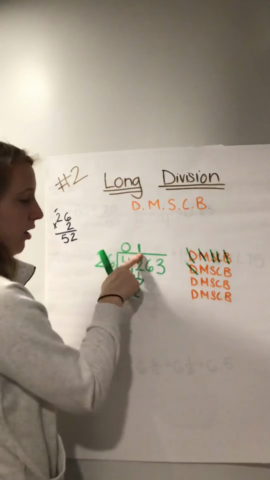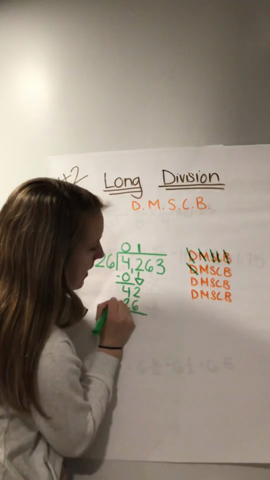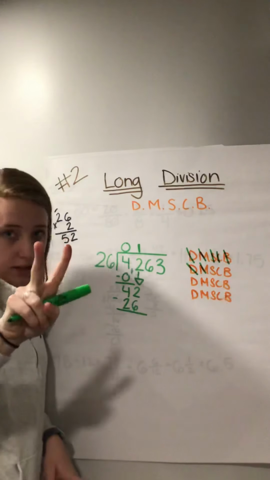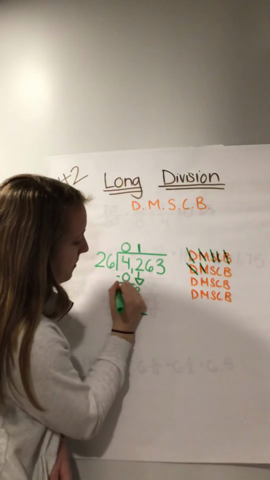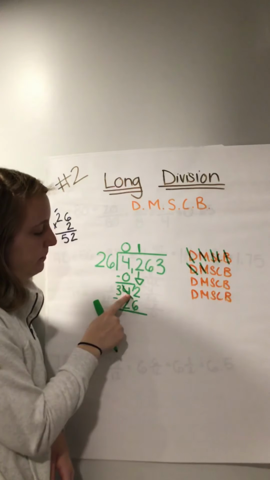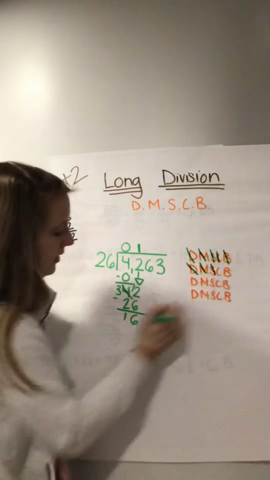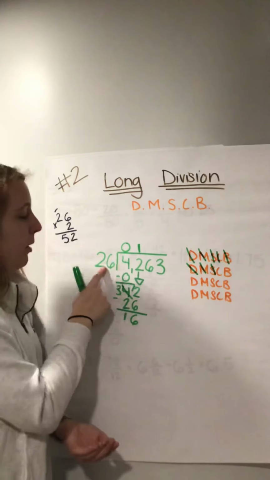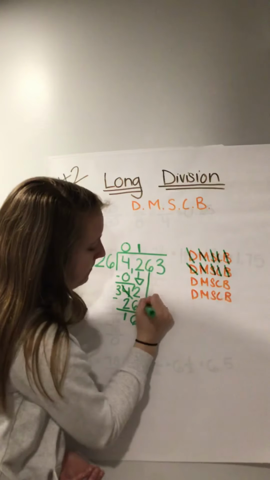I'm going to multiply whatever number I put on top times the side. 1 times 26, which is 26. I'm then going to subtract 2 minus 6. If I have 2, I can't take away 6 things, so we have to look to our neighbor and borrow. So the 4 becomes a 3, the 2 becomes a 12. 12 minus 6 is 6, 3 minus 2 is 1, subtracted, check. Is 16 less than 26? 16 seems like a big number, but we're still less than 26, so we're good. Now we have to bring down our 6.